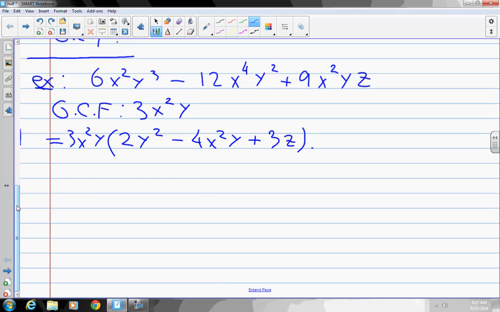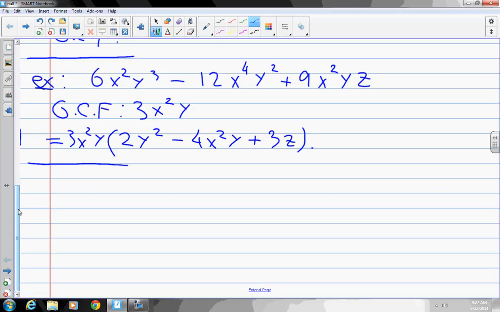And again, when in doubt, distribute. Distribute your greatest common factor through the parentheses. You should get your original problem back. Is that okay? Okay, good.